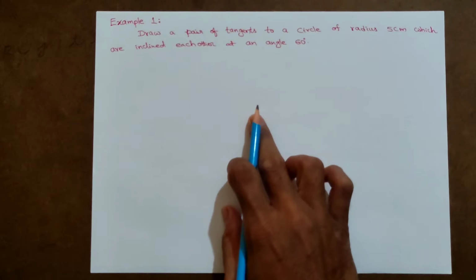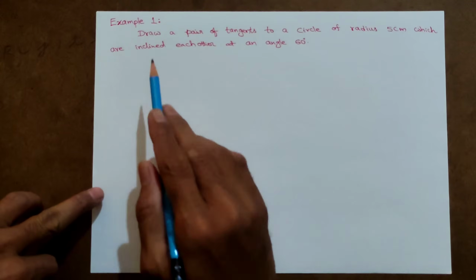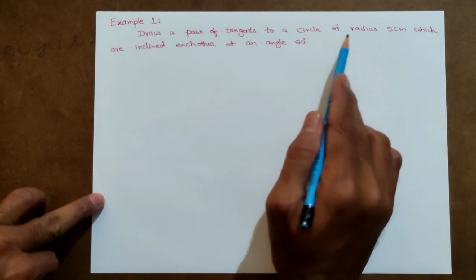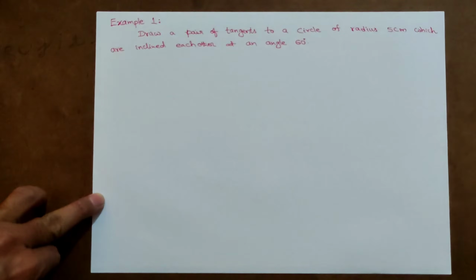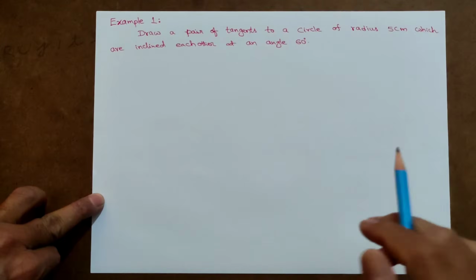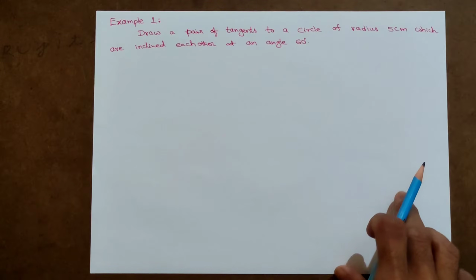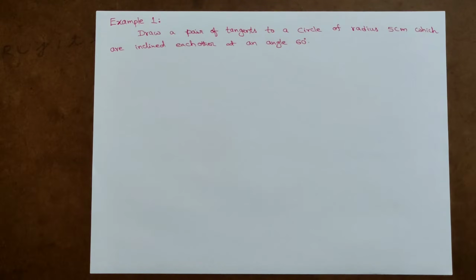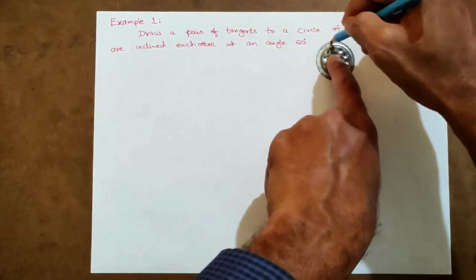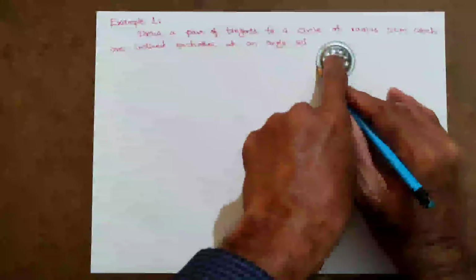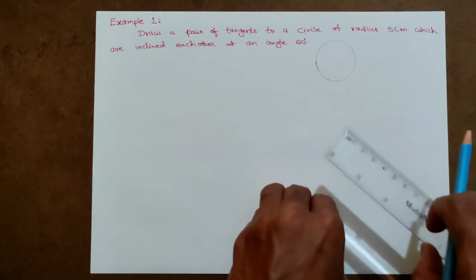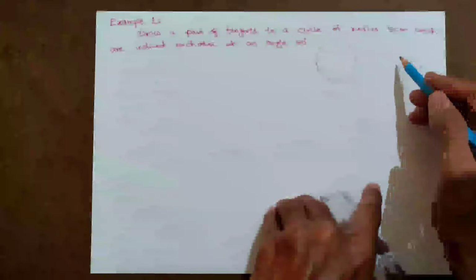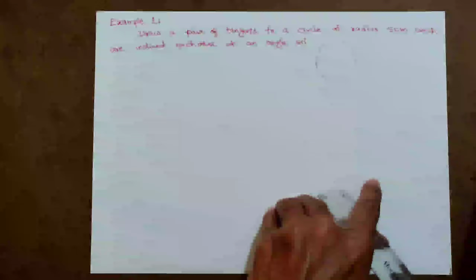Now we see example 1. Draw a pair of tangents to a circle of radius 5 centimeter which are inclined to each other at an angle of 60 degrees. So here first let us draw a rough diagram. Here is a circle. We have to draw two tangents where the angle between them should be 60 degrees.